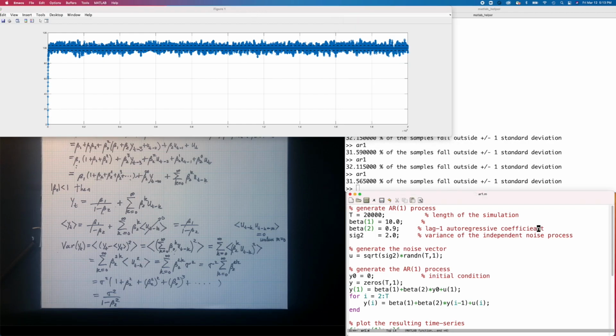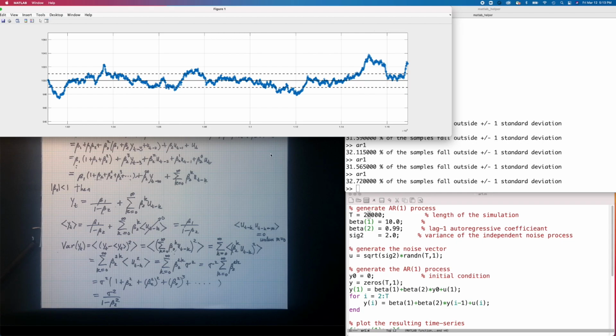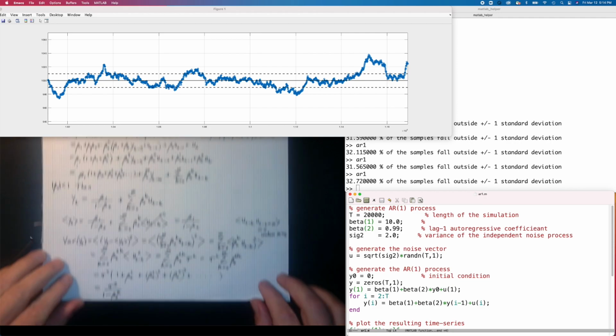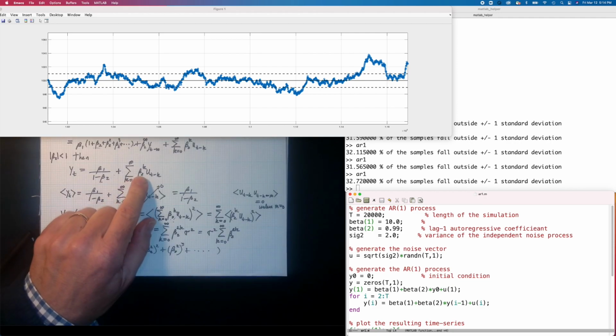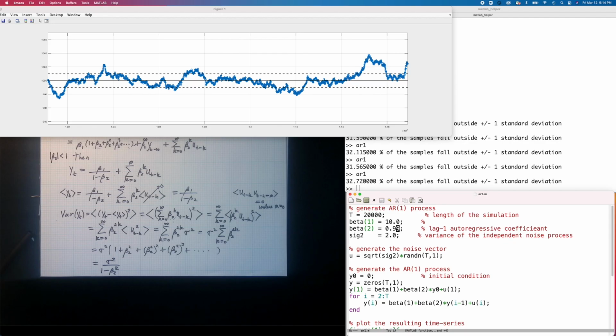Let's make it 0.99. So you can see these very long swings up and down, because now the memory of the system is quite good. It remembers its past, because this decay over here is very slow. And so perturbations from the past take a long time to damp out. Okay, so that's the AR1 process.